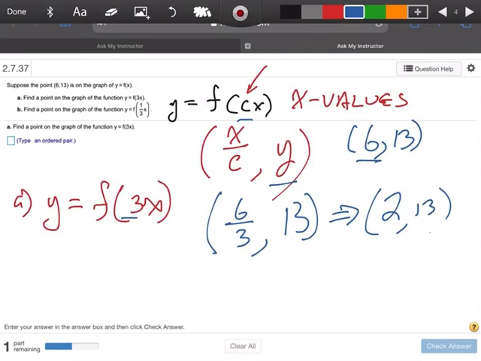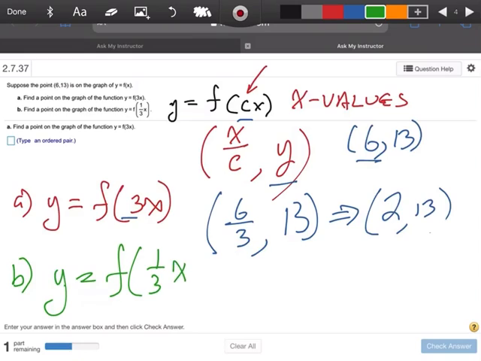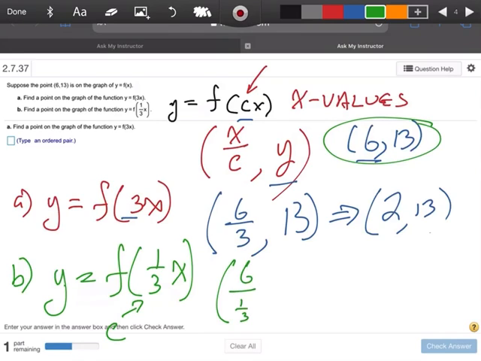There we go. Okay, and then for part B, it says y equals f of 1/3 x. So I want you to notice this here is kind of like my c. So I'm going to take the x value that we had, 6, and I'm going to divide it by 1/3. The y value is going to stay the same.